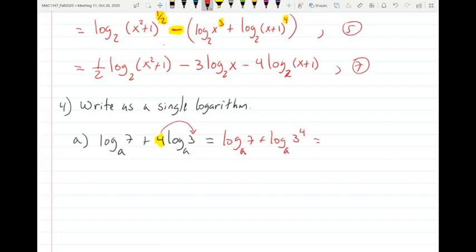We can write this as a single log, and be mindful of this, it's very important. We can do that because the bases are the same. Okay? And all we have to do is multiply the argument. So here we use property number 7, and then here we use property number 5 backwards. Questions?